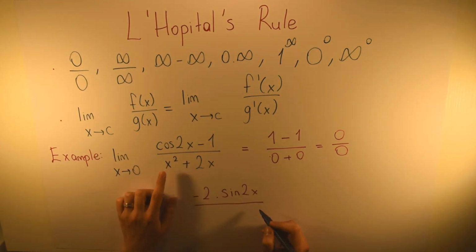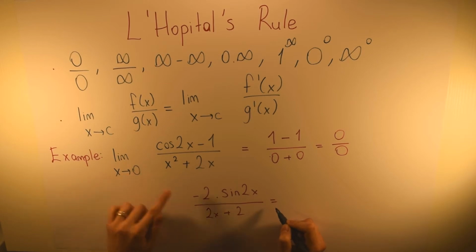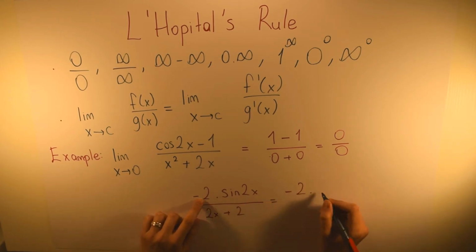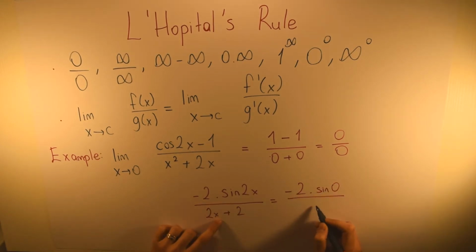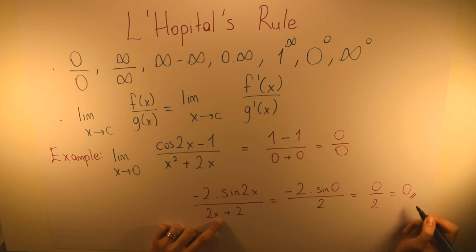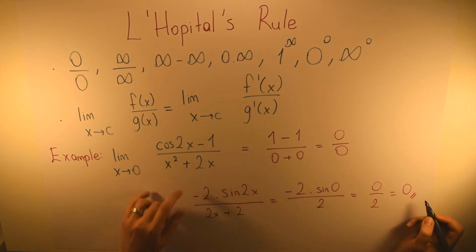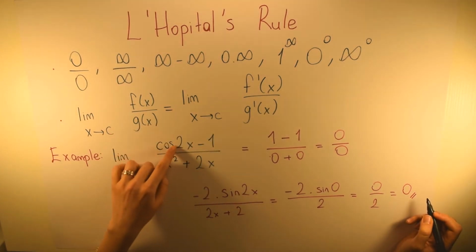Let's take the derivative of the denominator. It is 2x plus 2. Now let's put 0 instead of x. Here we will get minus 2 times sine 0 over 2, so this is equal to 0 over 2, which is equal to 0. As you can see, this didn't affect our limit problem, and all you need to do is take derivatives of the numerator and the denominator.